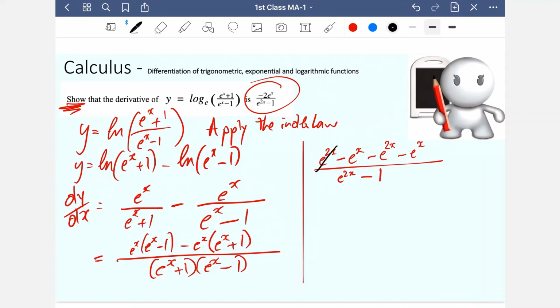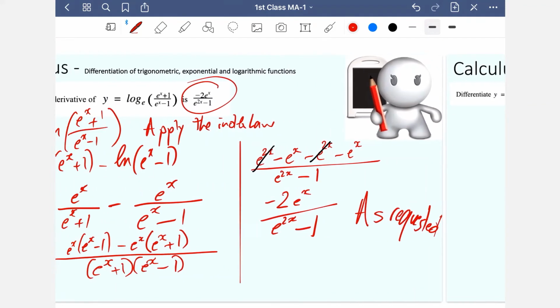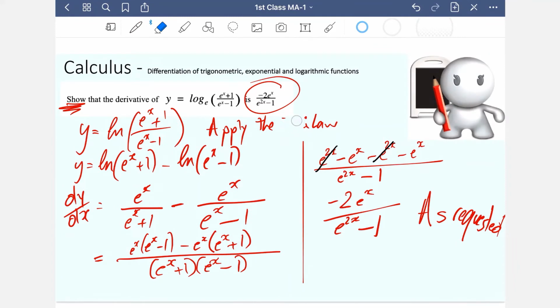For my numerator, e to the power of 2x minus e to the power of 2x, they cancel each other, and I'm left with negative 2 e to the power of x over e to the power of 2x minus 1, which is what they've asked me to show. So nice little question, derivative of a log, but you must apply the log laws, not the index laws. The log laws.